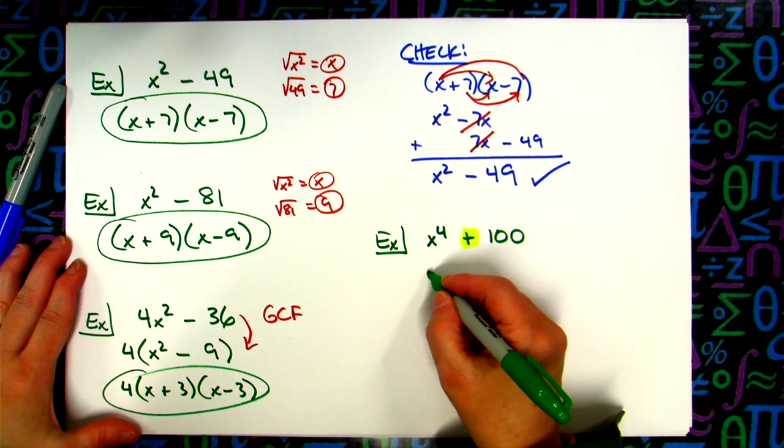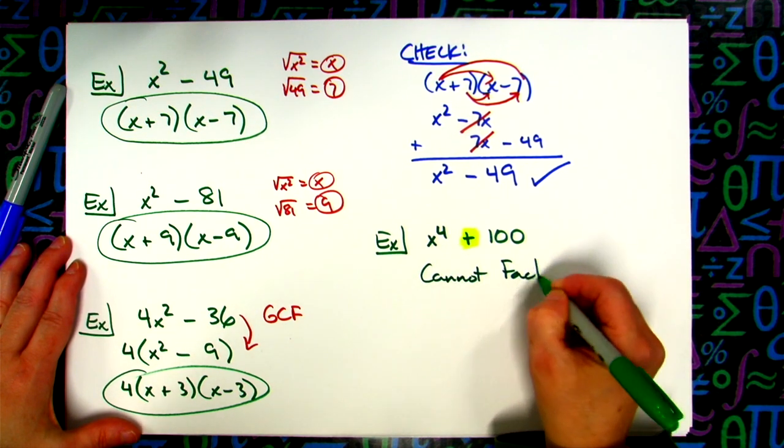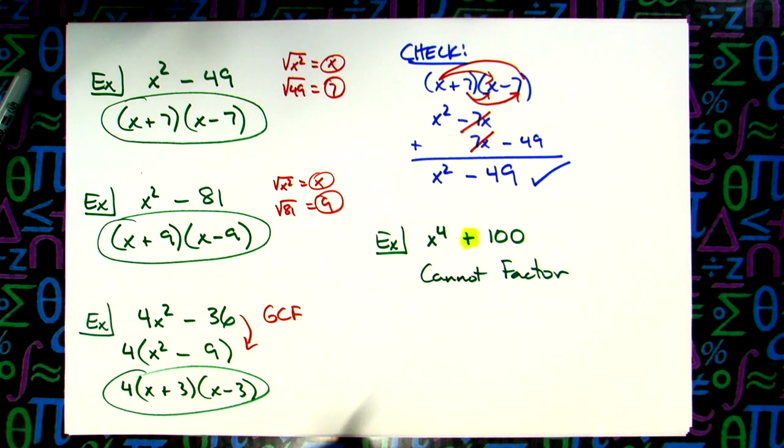All right, so on this one you would write cannot factor, because it is not the difference of two squares, because of that plus sign. The plus sign is what's making it not work. It's not the difference of two squares.